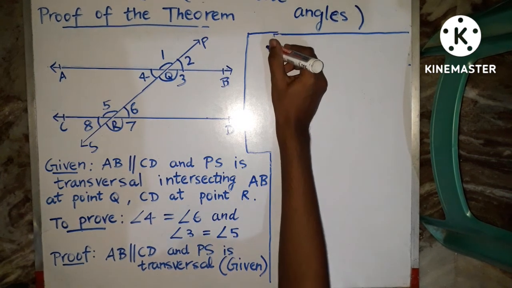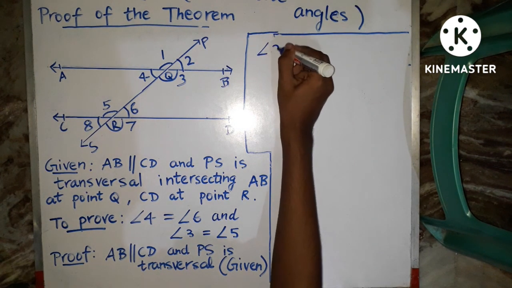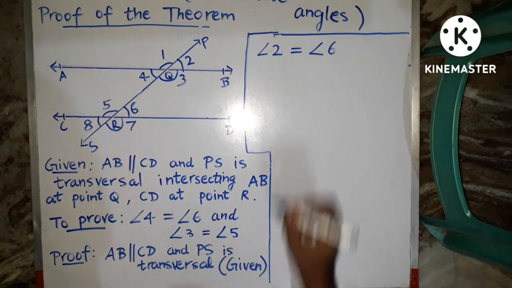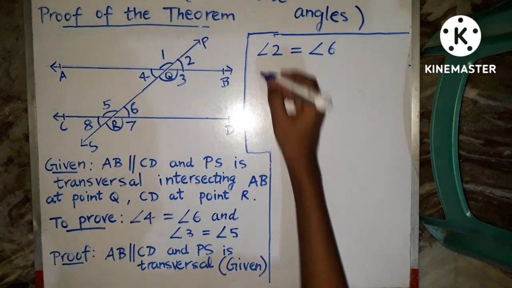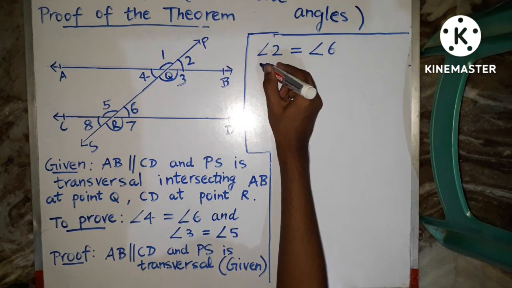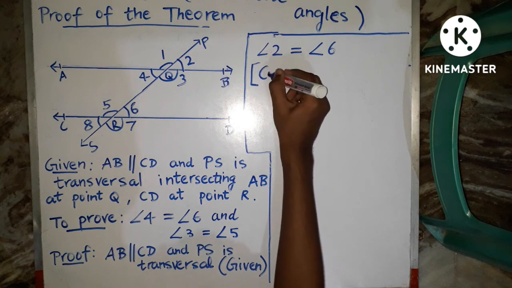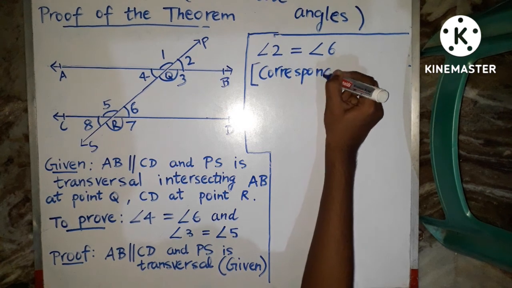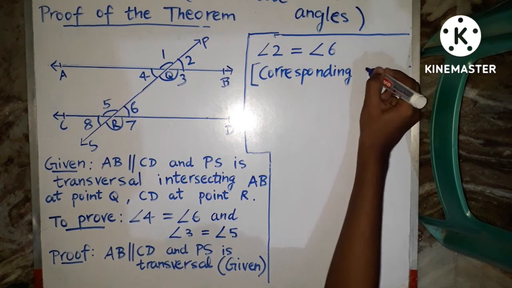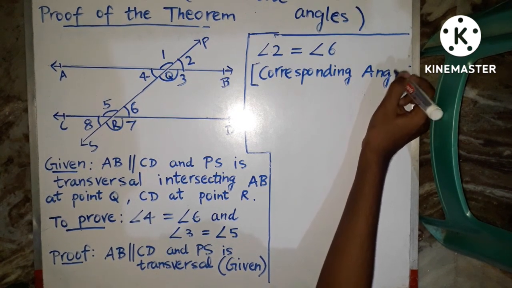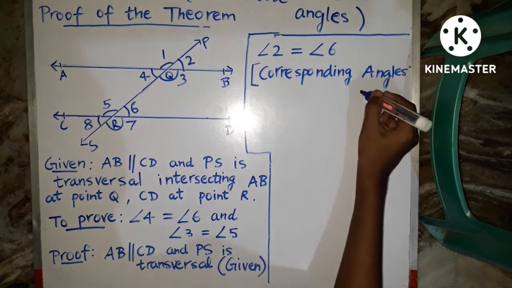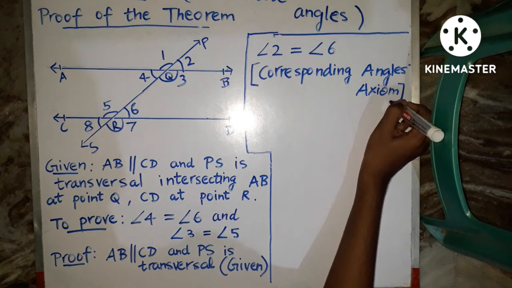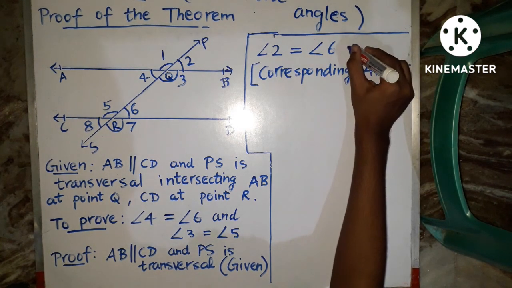So we have to write angle 2 is equal to angle 6. We should also write the reason. In brackets you have to write the reason: corresponding angles axiom. So let this be equation 1.